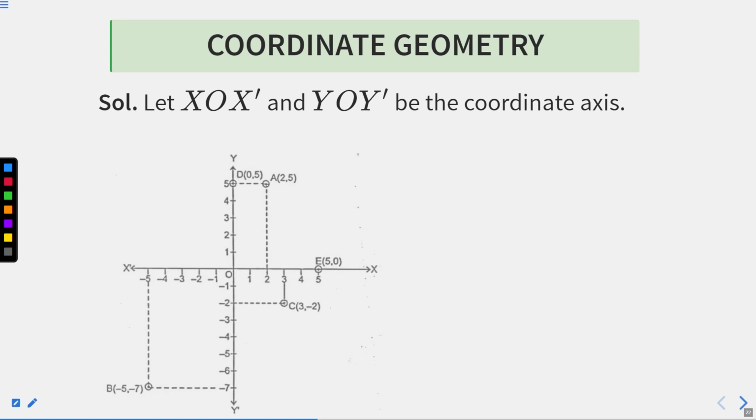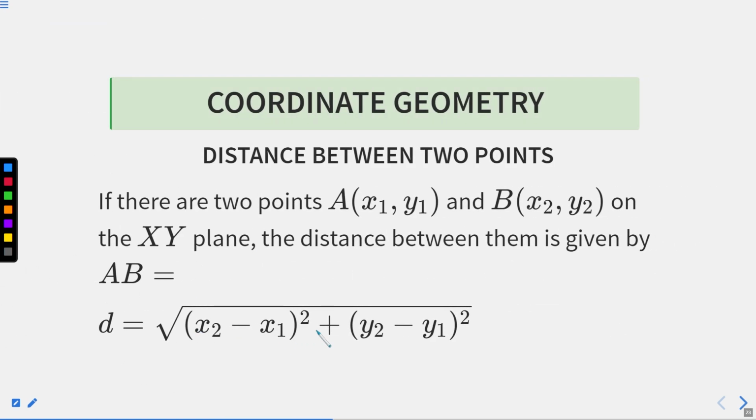So the D point is on the y-axis, (0, 5). E is on the x-axis, and x-axis points look like (5, 0). And this is our fourth quadrant. This is our third quadrant because both numbers are negative. When both numbers are positive, it means the first quadrant. Okay, and clear? So let's move further.